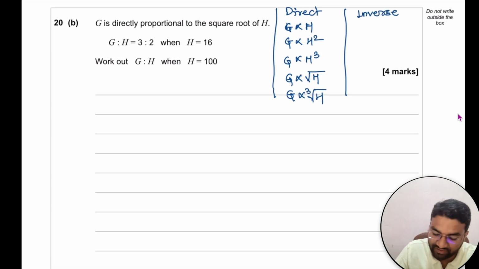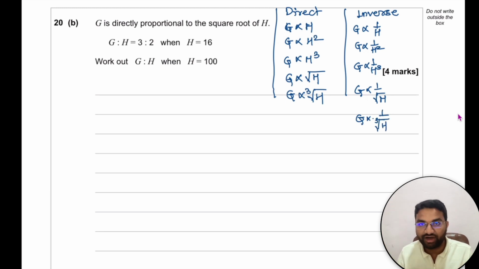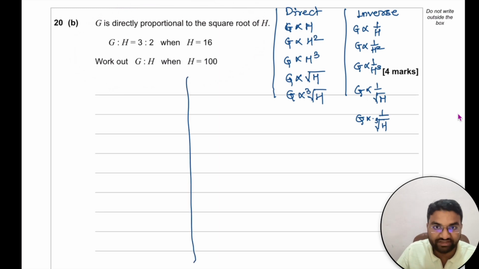And for inverse proportion, G is inversely proportional to 1 upon H. G is inversely proportional to 1 upon H square. G is inversely proportional to 1 upon H cube. G is even inversely proportional to 1 upon square root of H, and G is inversely proportional to 1 upon cube root of H. These are inverse relations. So how to solve them? All direct and inverse proportion questions have a common method to solve them, so we will understand through this example.